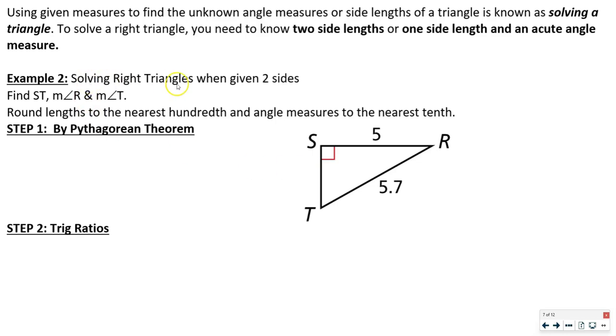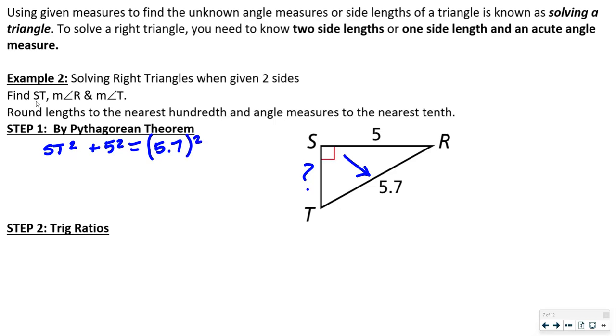So it says solving the right triangle when given two sides. Find ST, so we're actually finding this side. Then it says find the measure of angle R and angle T. Round the lengths to the nearest hundredth and the angle measures to the nearest tenth. Can't we use the Pythagorean theorem to find ST? We can, because this is our hypotenuse. So we're going to use a squared plus b squared equals c squared. That's going to be ST squared plus 5 squared equals 5.7 squared.